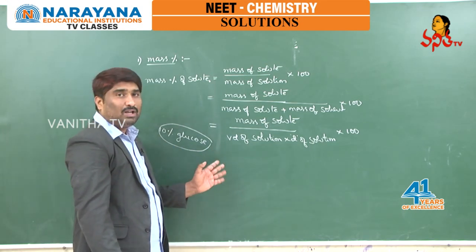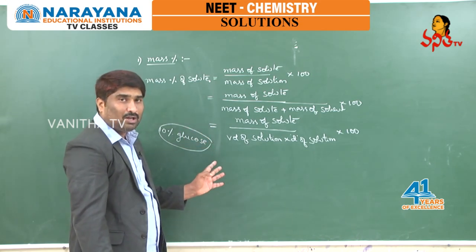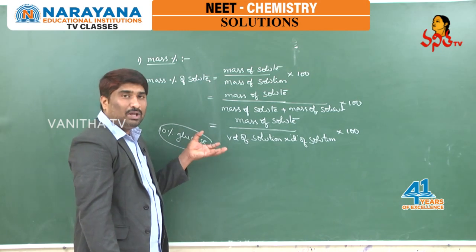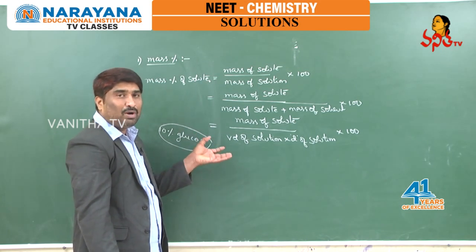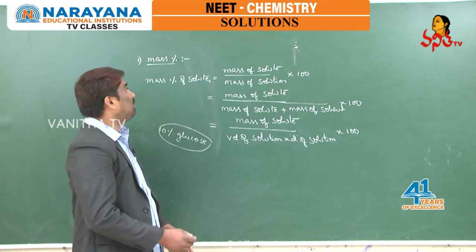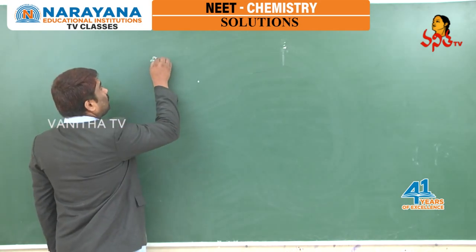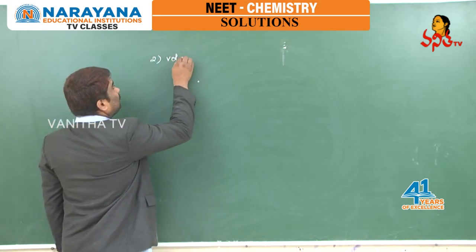Generally, mass percentage is used widely in industrial chemical applications. For example, commercial bleaching solution contains 3.6% by mass of sodium hypochlorite in water. That is mass percentage calculation. Second one, volume percentage.